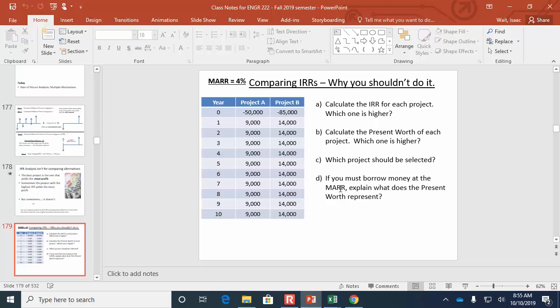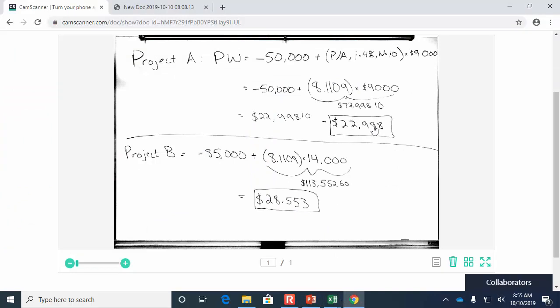So the MAR is just the minimum rate of return that's acceptable for us. If we're borrowing the money at a certain interest rate, that's the lowest rate of return we can accept, because you never want to have a rate of return on a project that's lower than what you pay to borrow the money. But what the present worth represents, like what is this $22,998? It's the present value of the profits. It's the present value of the future profits when you also take into account the purchase price of the investment.